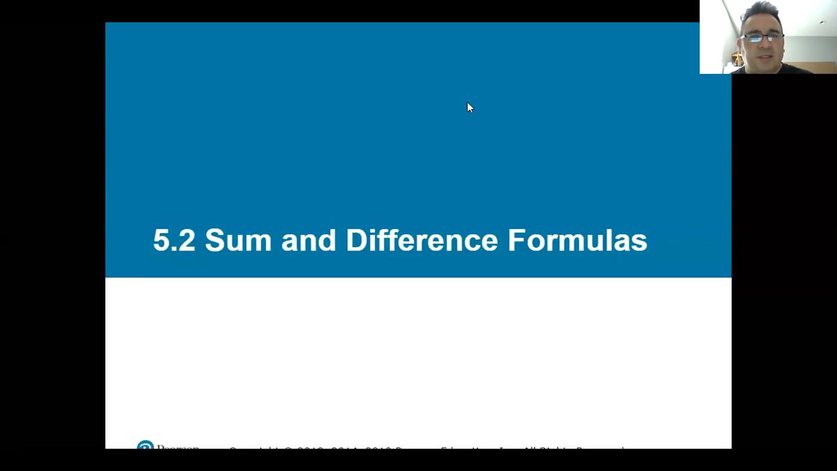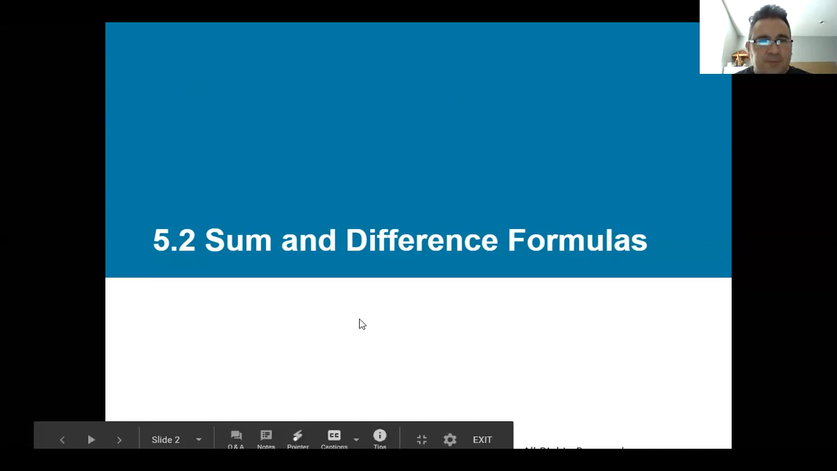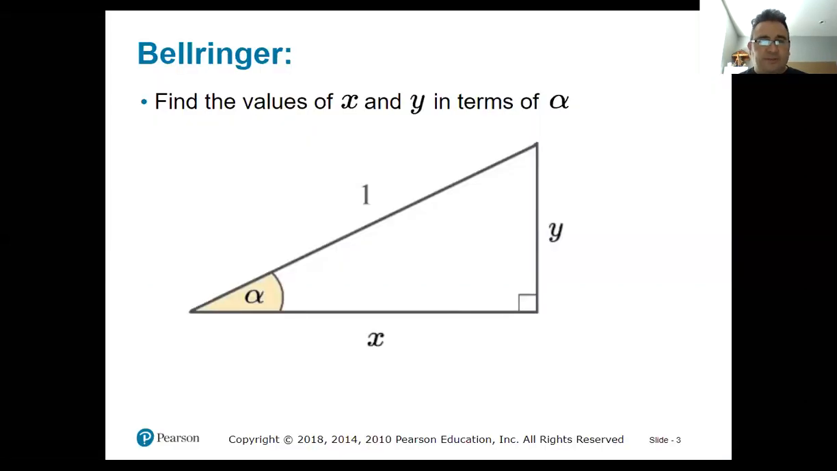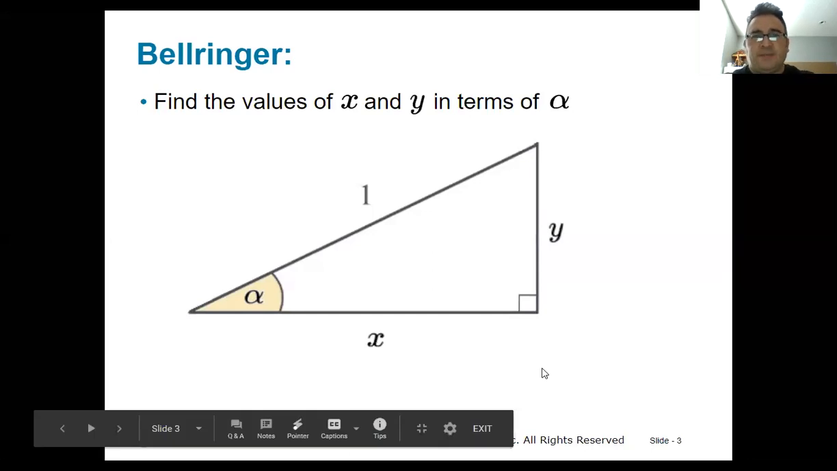All right, so this is sums and difference formulas. If you are taking notes, go ahead and take out your notebook. This is 5.2 class discussion, and we are going to talk a little bit about this stuff. We have a bell ringer today, which will apply to things you will do later. It says find the values of X and Y in terms of alpha. Go ahead and draw your picture and write the statement because you're going to need it for later.